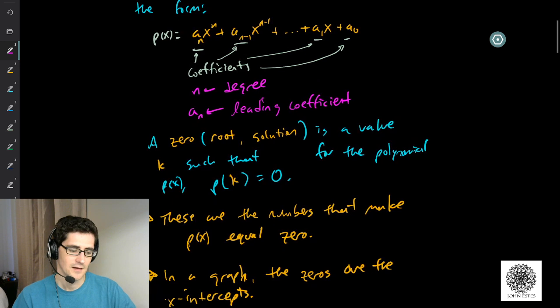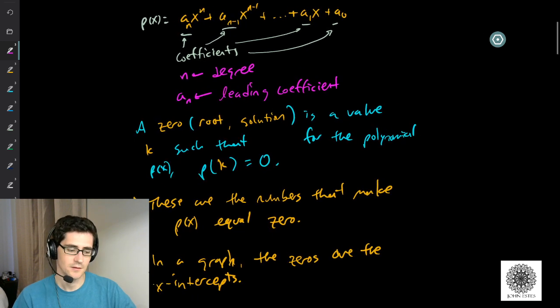Now what I want you to get out of this is that the degree is n. So the highest exponent is what I call my degree. And a sub n is my leading coefficient. So the coefficient of the highest term is my leading coefficient.